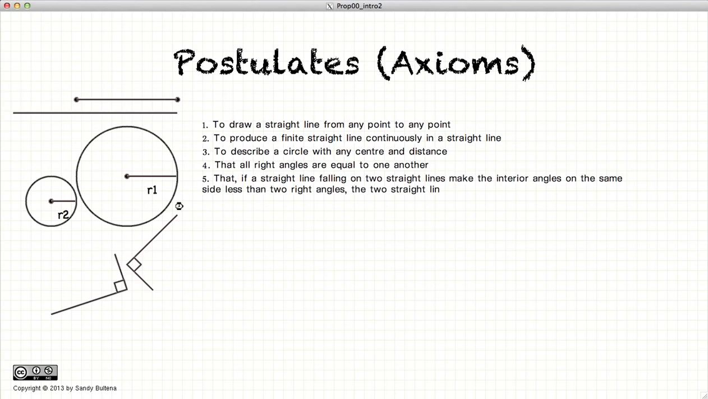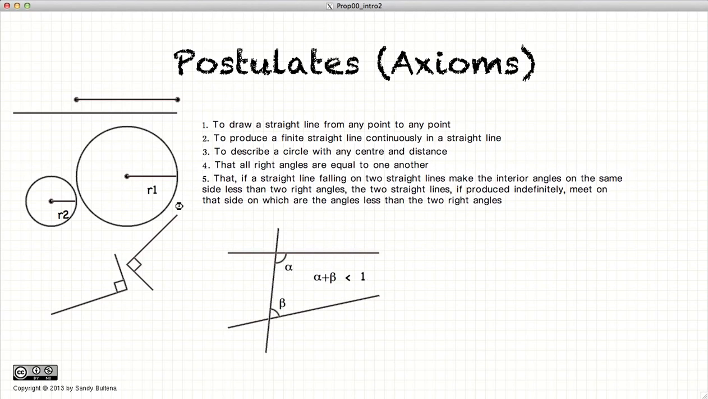And finally, the fifth postulate, the most famous of them all because it's kind of wordy and it's not as simple as the previous 4. If we have 2 straight lines and a third crossing them, if the sum of the interior angles on one side of the line is less than 180 degrees, then if you extend the other 2 lines, at some point they will cross each other.